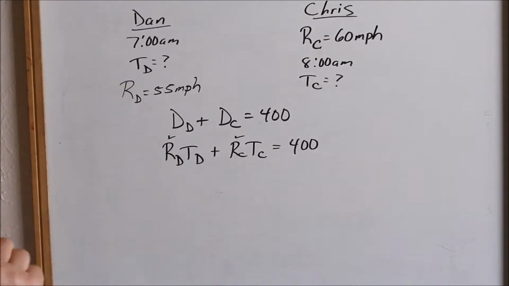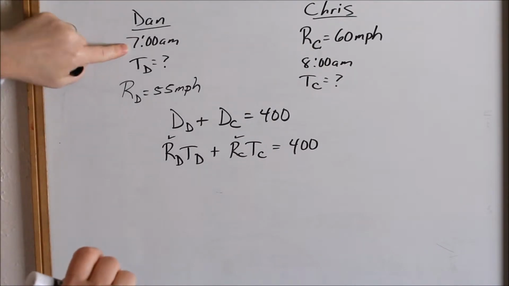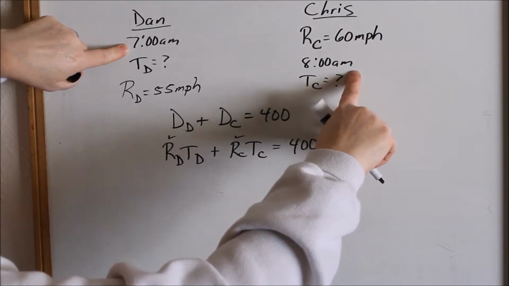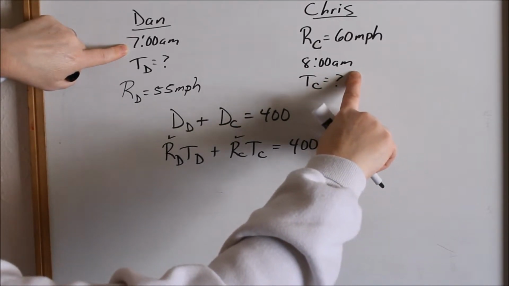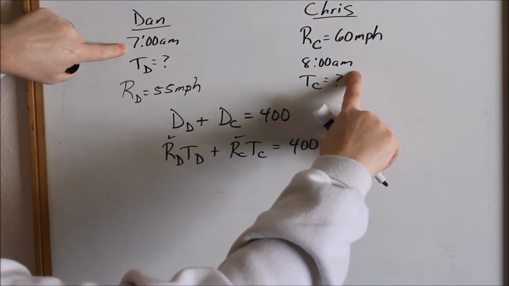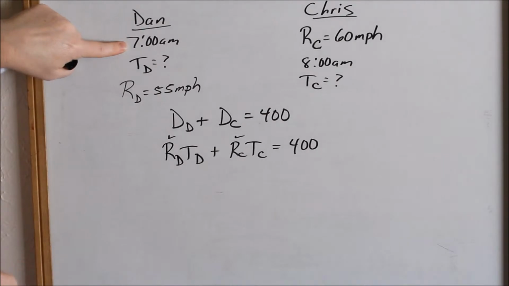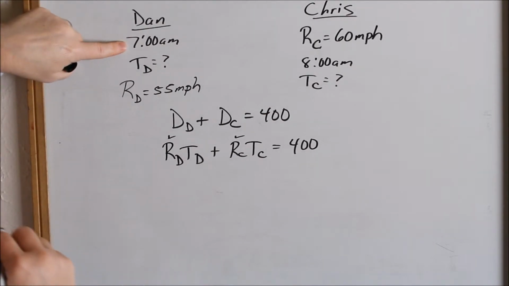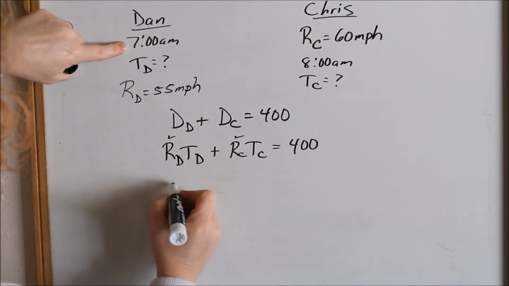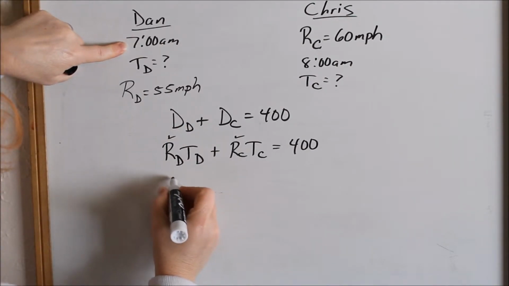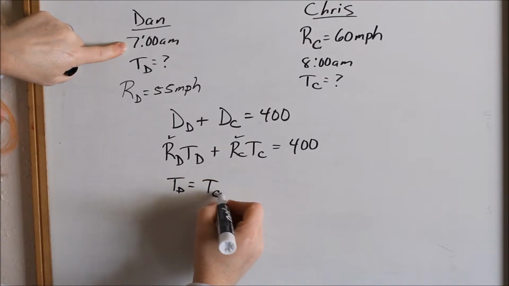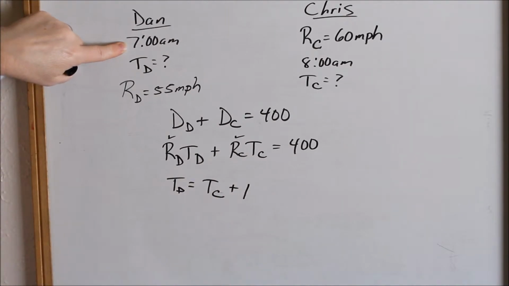So we can write an equation for the time. We know that Dan left at 7 a.m. and Chris left at 8 a.m. So Chris left 1 hour later, which means Dan will travel 1 hour longer because he left earlier. True? So if Dan's time is longer, we could make this statement. We could say that Dan's time is Chris's time plus 1 hour.